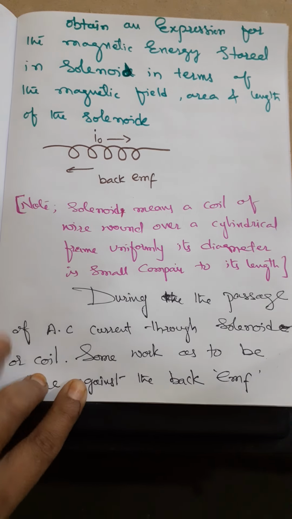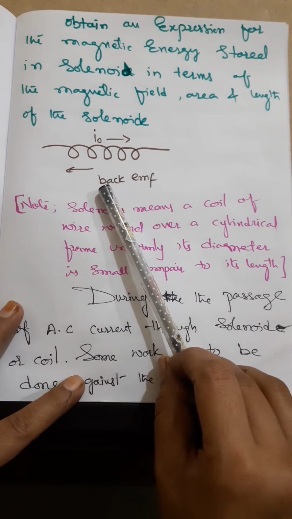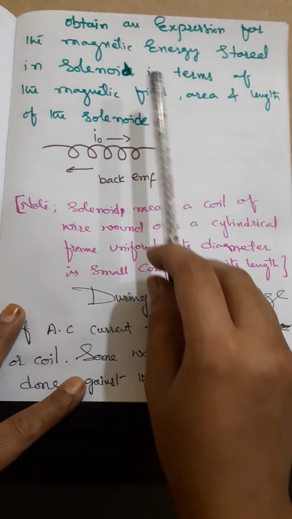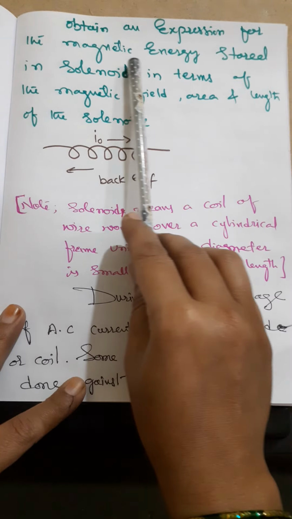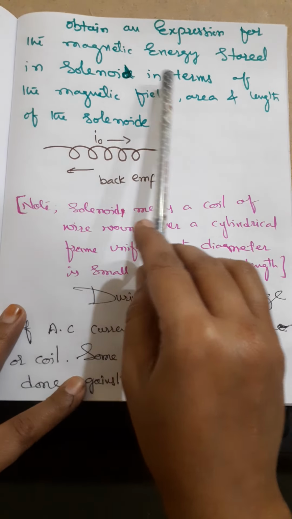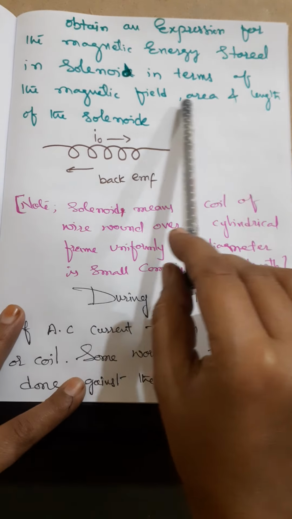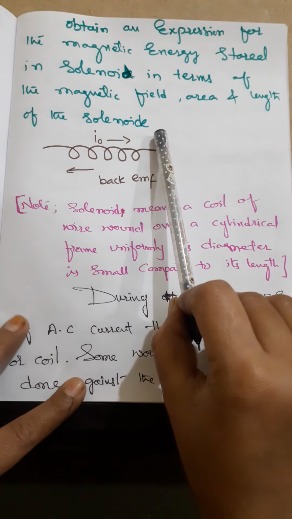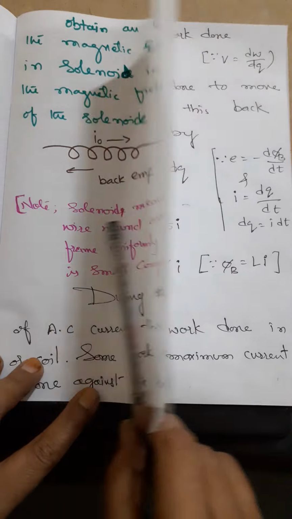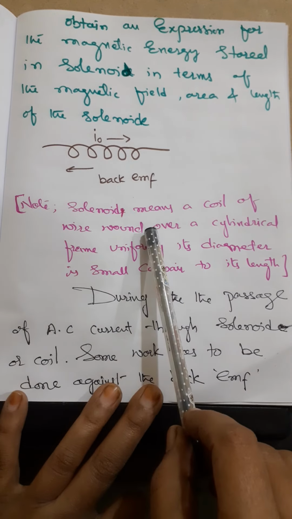Good morning friends. Today I am going to explain one of the important topics of electromagnetic induction. Here, obtain an expression for the magnetic energy stored in a solenoid in terms of magnetic field, area, and length of the solenoid. Just a note for understanding what a solenoid is.